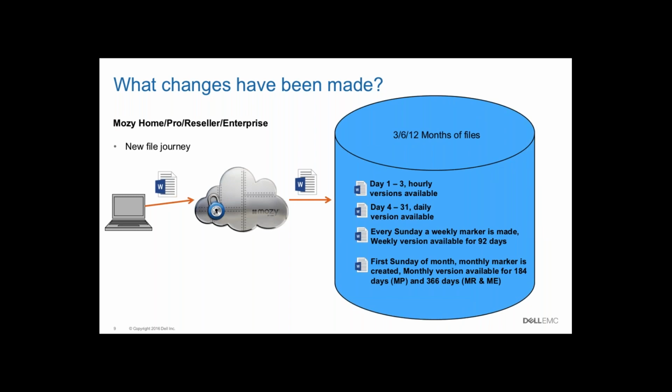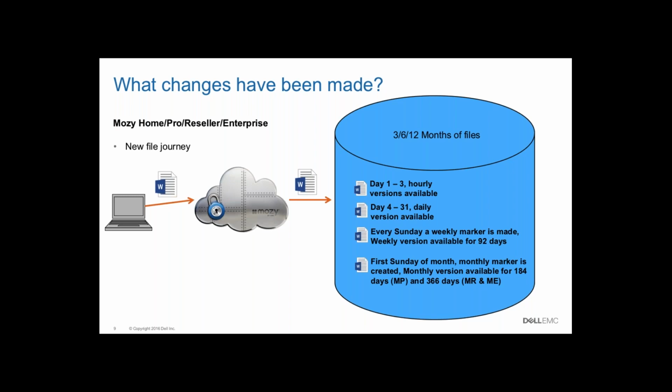So what's proposed with the new policy is that we will be moving from, for your Mozy Home, 30 days of retention; for Mozy Pro, 60 days of retention; and for Mozy Resellers and Enterprise, 90 days of retention. With the new file journey and the new proposal, Mozy Home customers will now get 3 months of retention, Mozy Pro users will get 6 months of retention, and reseller and enterprise will get 12 months of retention.